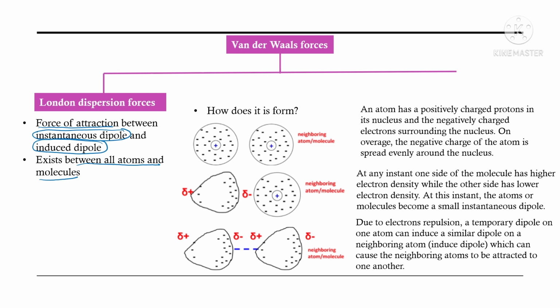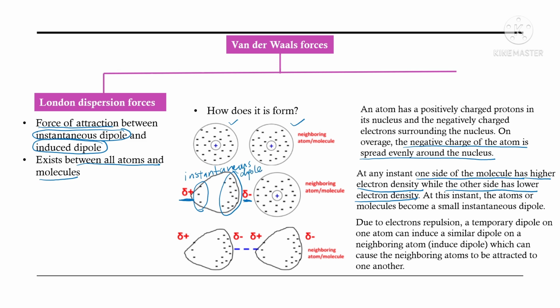On average, the electrons, or negative charge, of an atom are evenly distributed around the nucleus as in the diagram. At one instant, when the atom or molecule moves, one side of the molecule or atom will have higher electron density and become partially negatively charged, while another side will have lower electron density and become partially positively charged. At this instant, the atom or molecule has a small instantaneous dipole, and this instantaneous dipole is temporary.